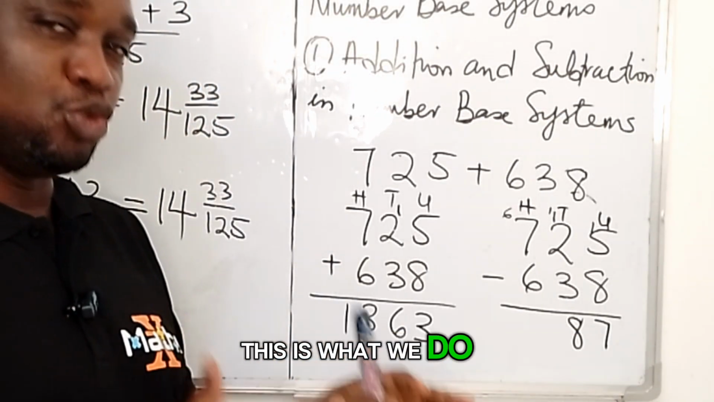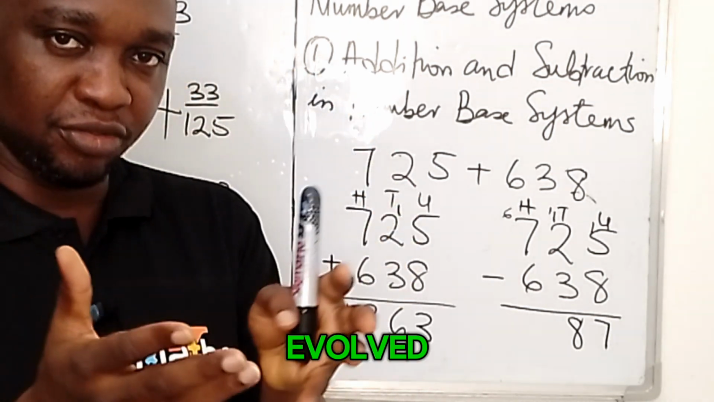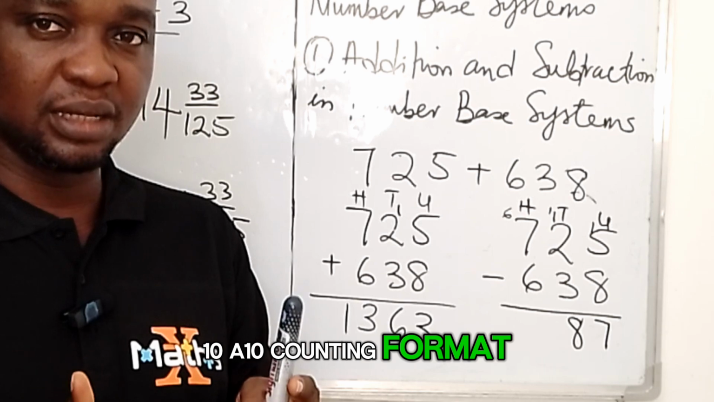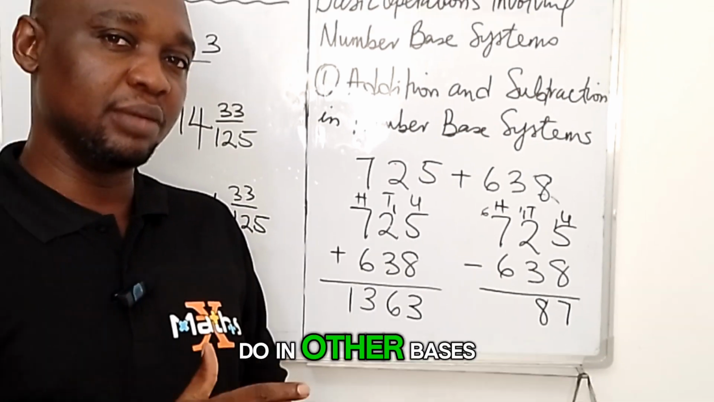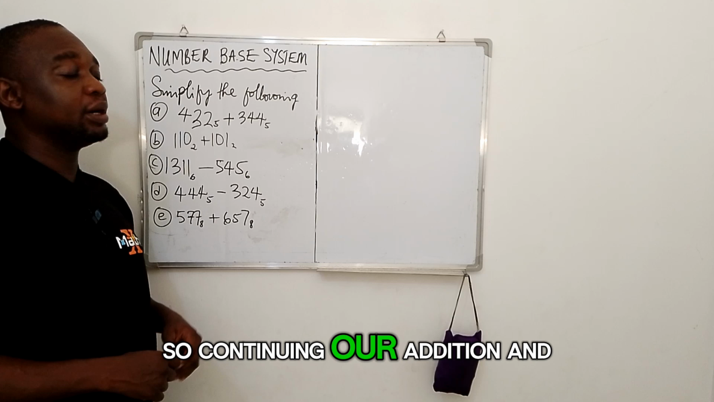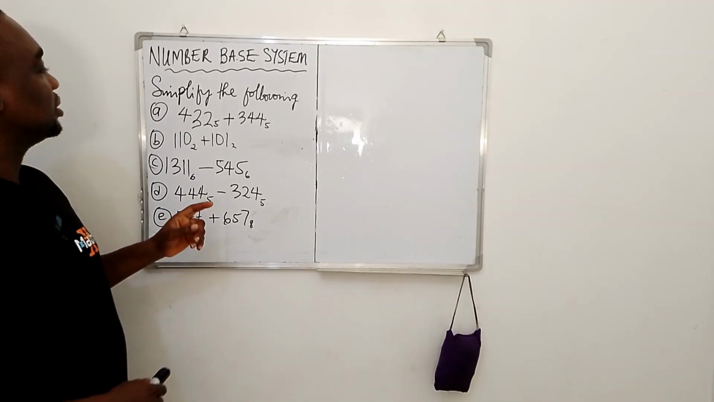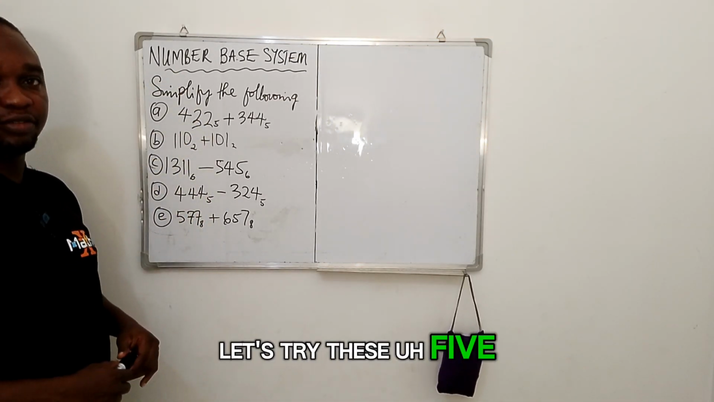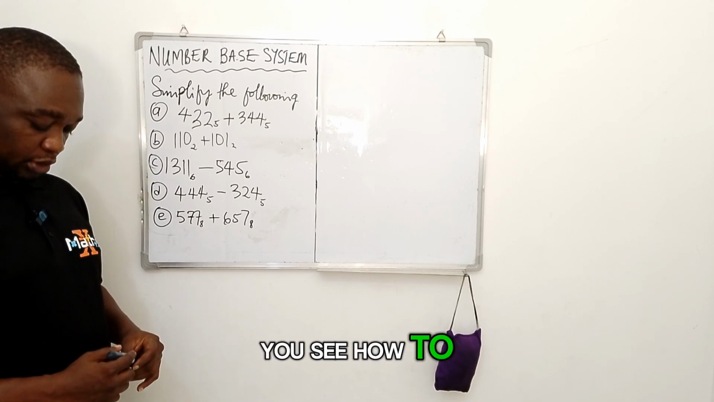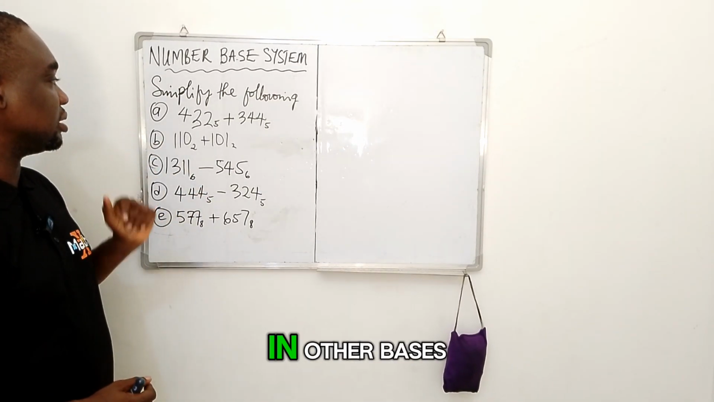This is what we do in base 10. Notice that the counting is evolving around a 10 counting format. But watch what I will do in other bases, the same addition and subtractions. So continuing our addition and subtraction in other bases, let's try these 5 examples so that my dear students and viewers, you will see how to add numbers and subtract numbers in other bases.